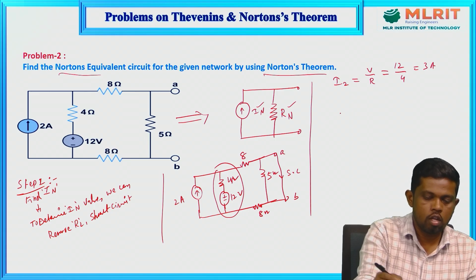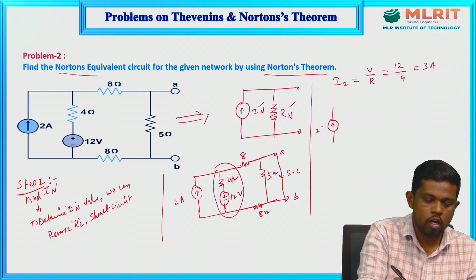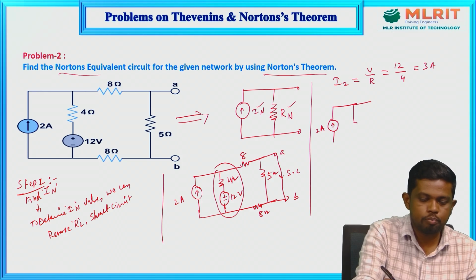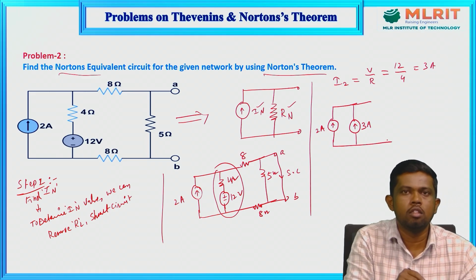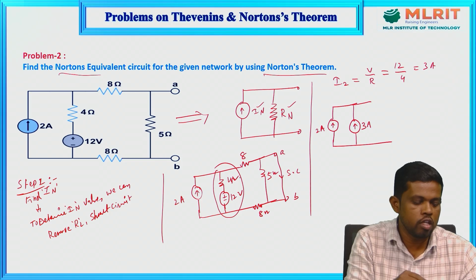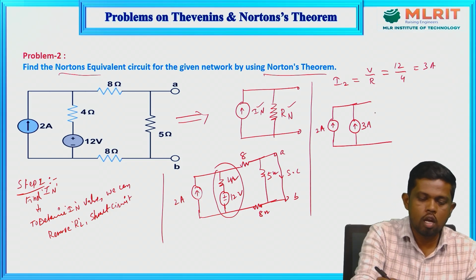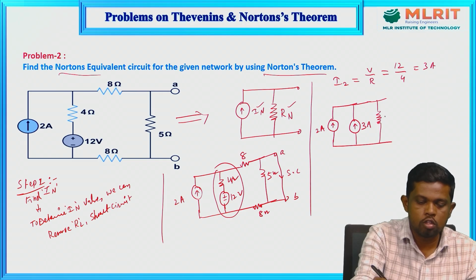So we can redraw the network. The 2 ampere element is kept as it is, and instead of this whole branch we can simply replace it by a current source. So that is one more current source with the same polarity, that is 3 ampere, based on this value. Previously there was an internal resistance in series to the voltage source. In this case it comes in parallel mode, I mean this is in parallel, a 4 ohm resistor. This is 4 ohm. The remaining elements are kept as they are.